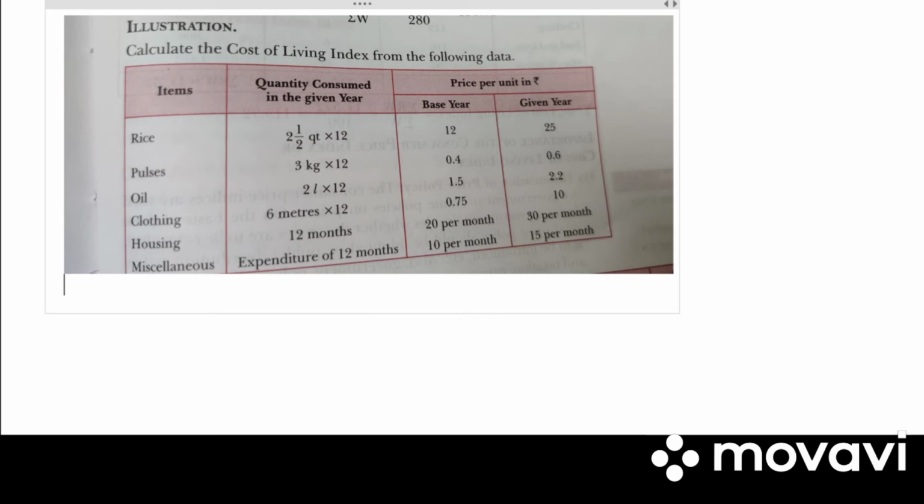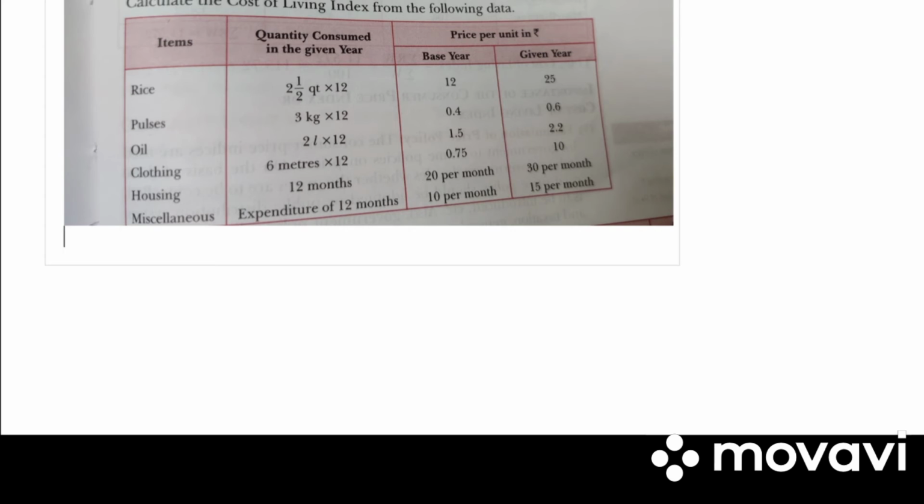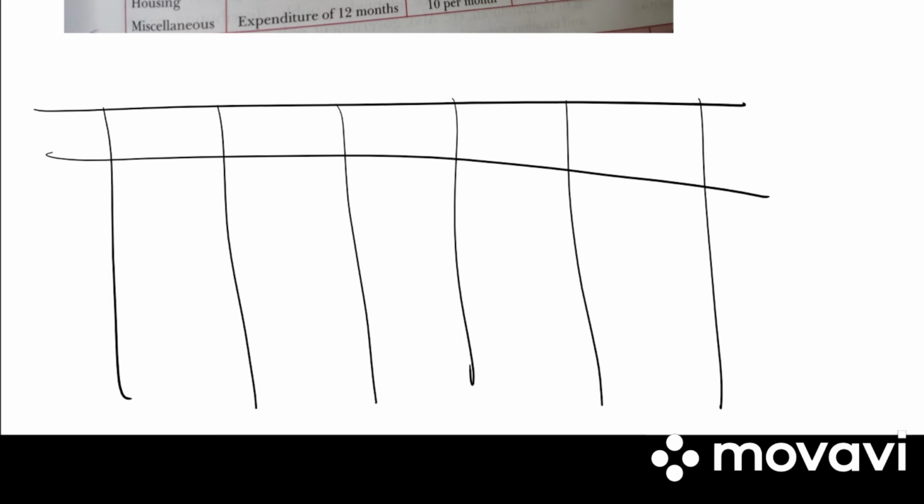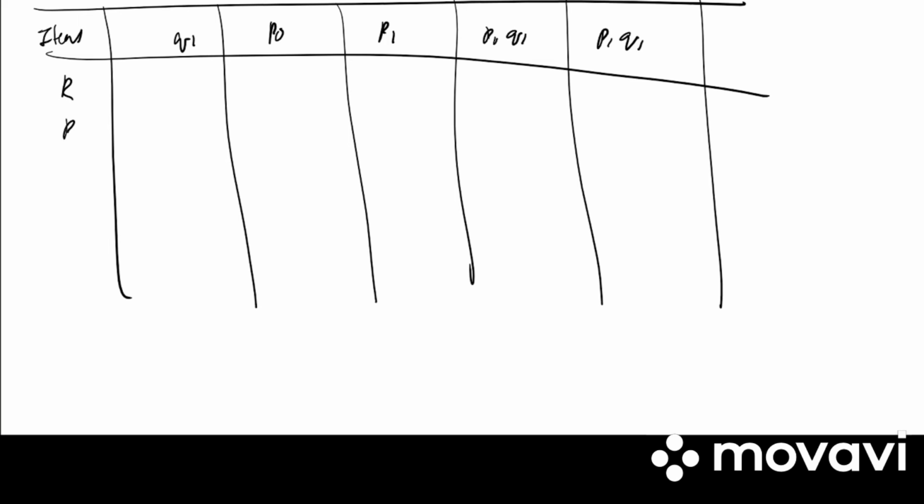Next, calculate the next illustration. Calculate cost of living index from the following data. They have given us quantity consumed in given year, that is current year, base year, and given year price is also given. So items Q1, P0, P1, P0, Q1 we need to find, P1, Q1 we need to find. So again, rice, pulses, oil, clothing, housing and miscellaneous.